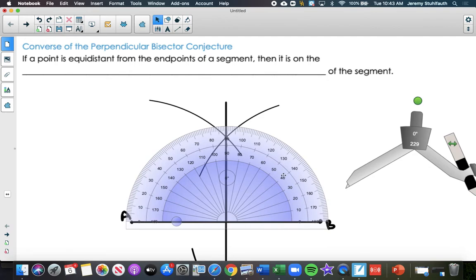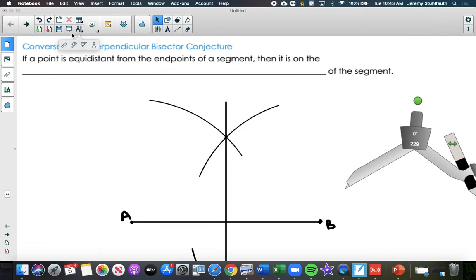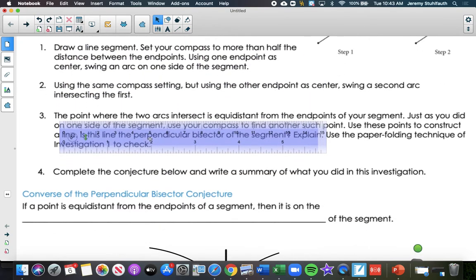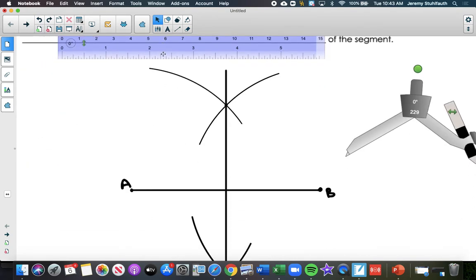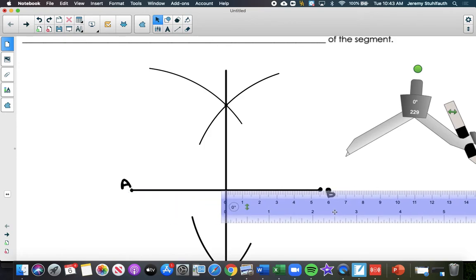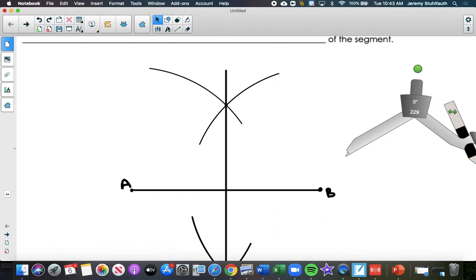And then the other thing that we would want to do, let's get rid of the protractor, we have a ruler here. So let's see what happens. If we bring this ruler down here, let's measure the distance of each piece from A to the middle here. So from A to the middle, it's about 5.5. And then if we take our ruler over here and put that, you'll see that again it's about 5.5. So what we got here is a perpendicular bisector. This segment is congruent to this segment. So that is how you're going to go about creating perpendicular bisectors.